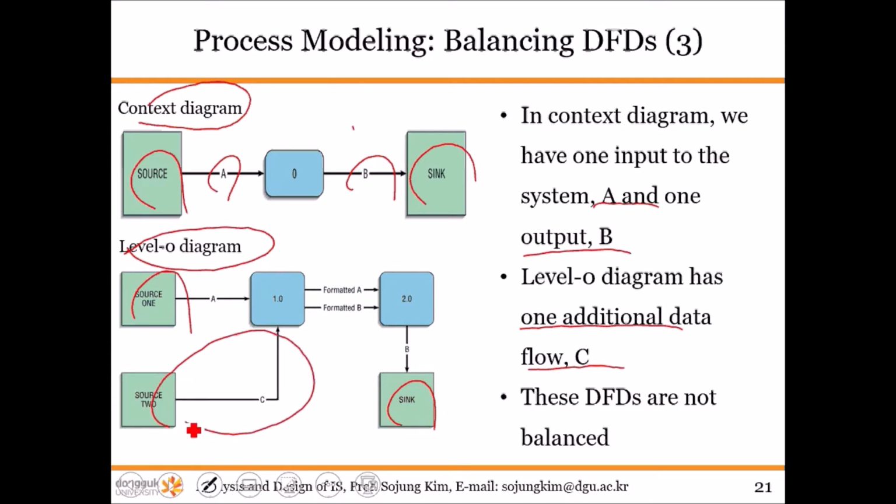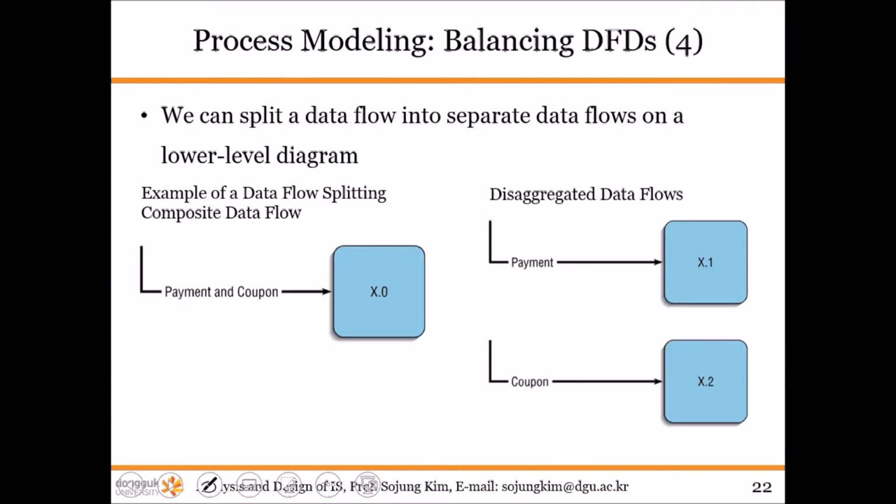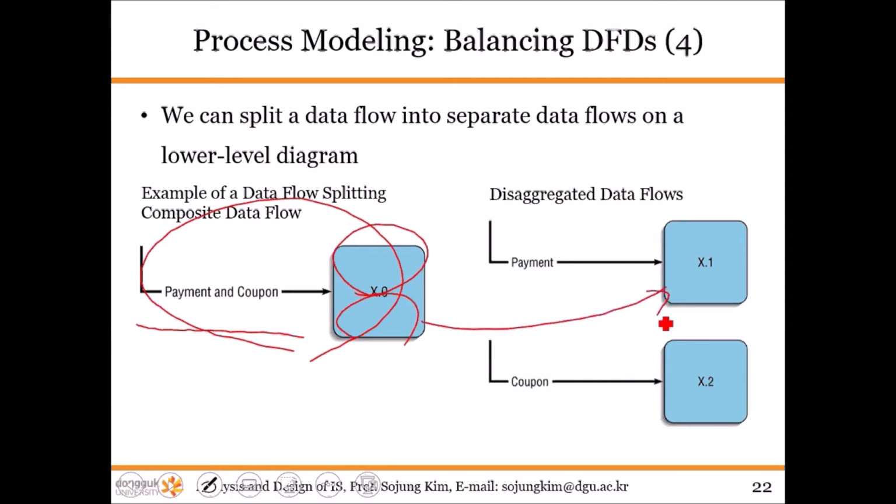So, which means not balanced, right? Incorrect. Right. We can split the data flow into a separate data flow on the lower level diagram. So, let's say you have one data flow here. However, you can actually split this one process into two, like x.1, x.2, right? In that case, you can have a disaggregated data flow.